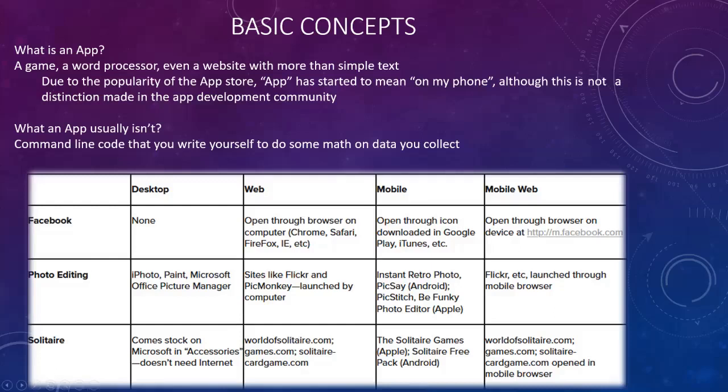What an app usually isn't is command line code like you've been making. So if I write some lines of code in Python myself, I write a for loop, it spits something out, you don't usually call that an app. And that's a distinction that is made all over the place in the development community, is that usually you do need to consider a user when you're talking about an app.